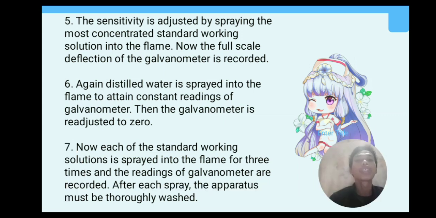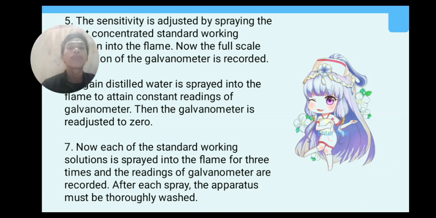6. Again, distilled water is sprayed into the flame to attain constant reading of the galvanometer. Then the galvanometer is readjusted to 0. 7. Now each of the standard working solutions is sprayed into the flame 3 times and the readings of the galvanometer are recorded. After each spray, the apparatus must be thoroughly washed.